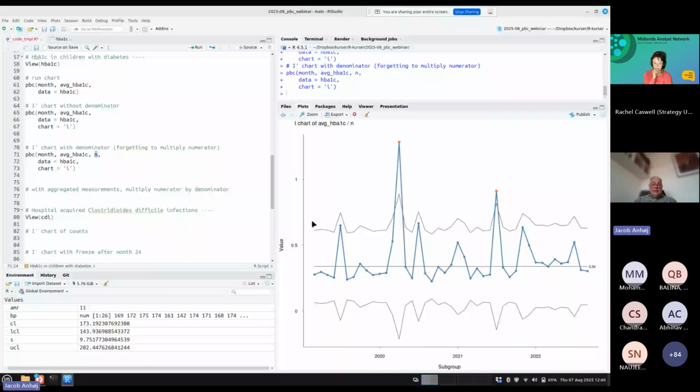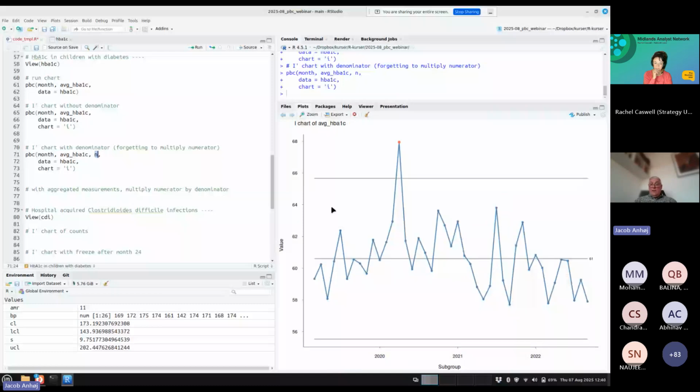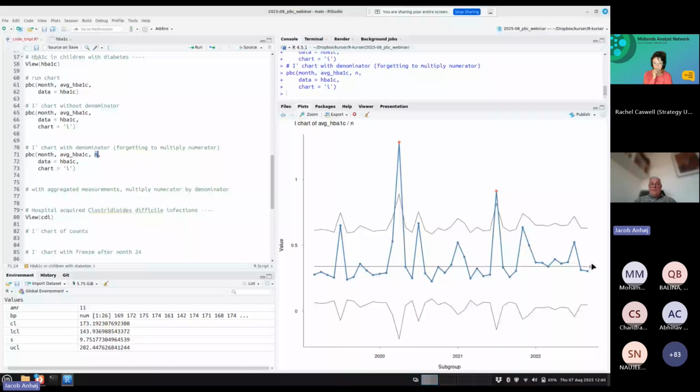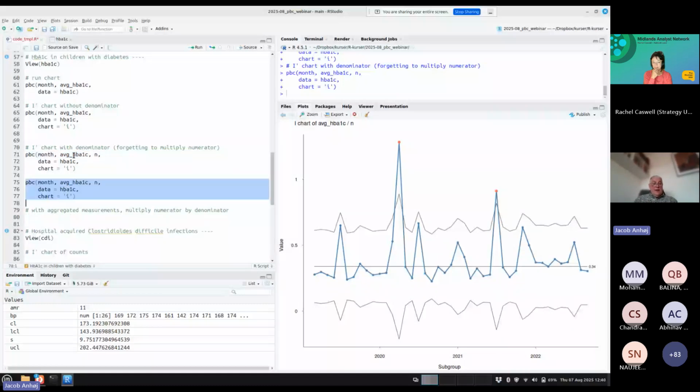Look at the y-axis. The values have changed from around 61 to around 0.3. And that is because the P prime chart always plots the numerator divided by the denominator. But in this case, the numerator has already been averaged. So to fix this, we need to multiply the numerator by the denominator before plotting.